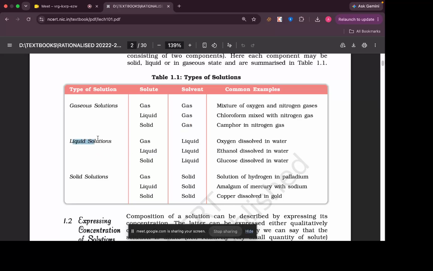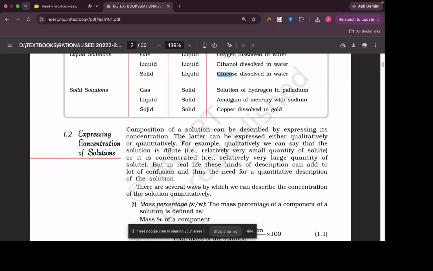Then we have the liquid solution. Again same thing you have to do: gas into liquid, liquid into liquid, solid into liquid. Gas, what? Oxygen when dissolved in water. Liquid into liquid, ethanol in water. Solid into liquid, glucose powder you have, right? You dissolve it in the water. So we are done. Same here you are doing with gas into solid.